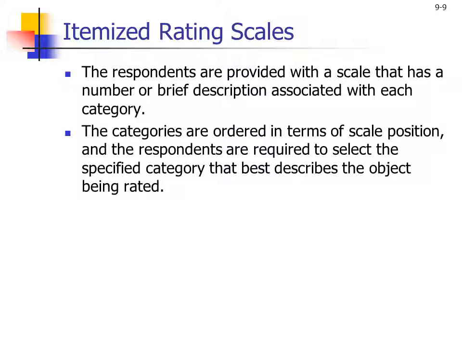We first describe the commonly used itemized rating scales, like the Likert, semantic differential, and Stapel scales, and then examine the major issues surrounding the use of these scales.